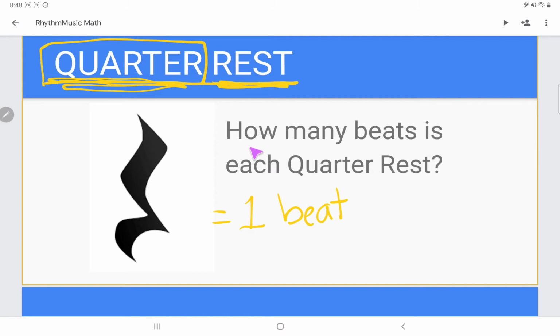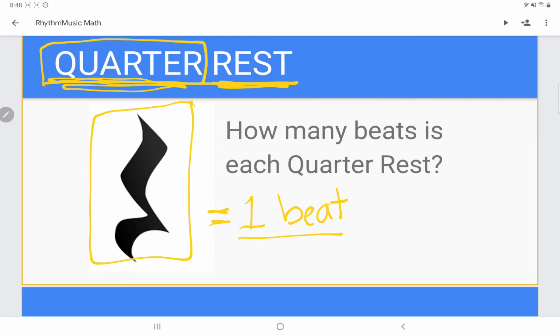So our question here, how many beats is each quarter rest? Well, each quarter rest equals 1 beat. So just like my last problem that I made, if I had 2 quarter rests, that would equal 2 beats. Because each one is worth 1, you put them together, and it would make 2.